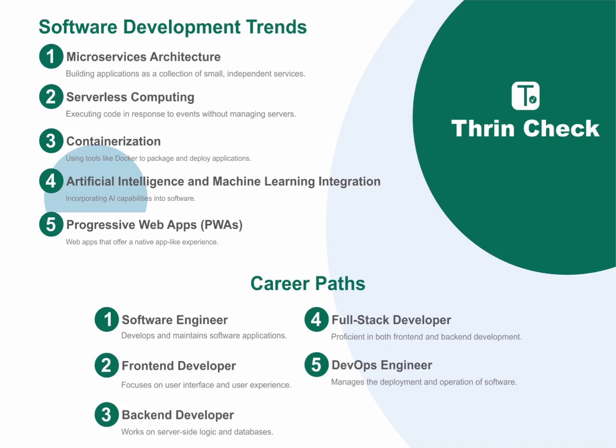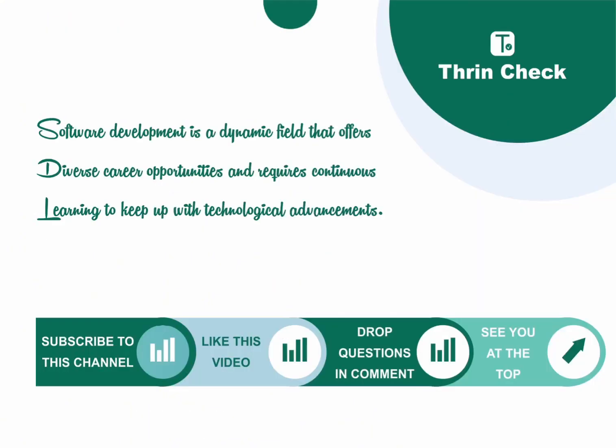DevOps engineers work at the intersection of development, operations, and other IT disciplines, facilitating a smooth and efficient software delivery process. They play a key role in modern software development environments that prioritize agility, collaboration, and automation. The specific tools and technologies used by DevOps engineers can vary based on the organization's requirements and technology stack. Software development is a dynamic field that offers diverse career opportunities and requires continuous learning to keep up with technological advancements.